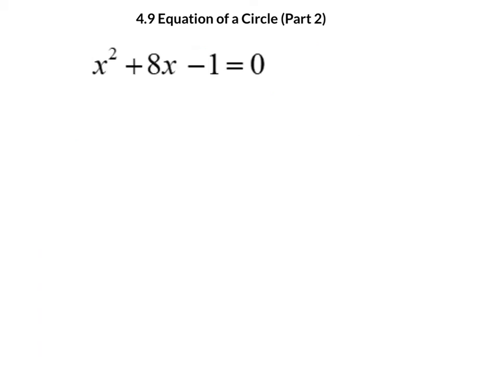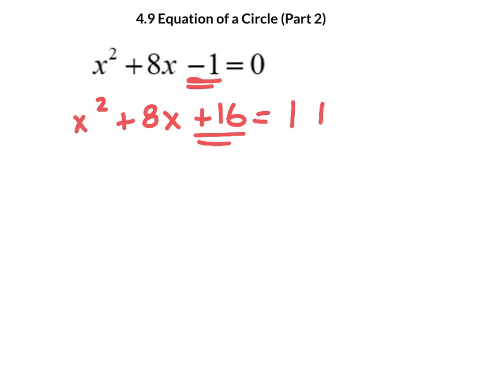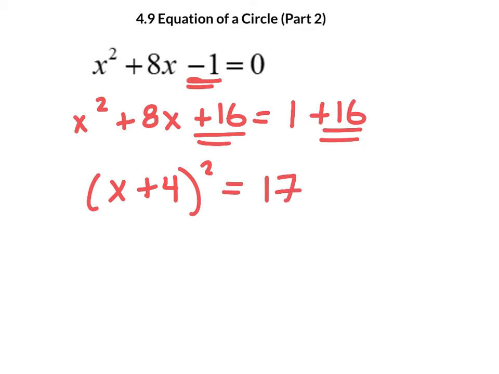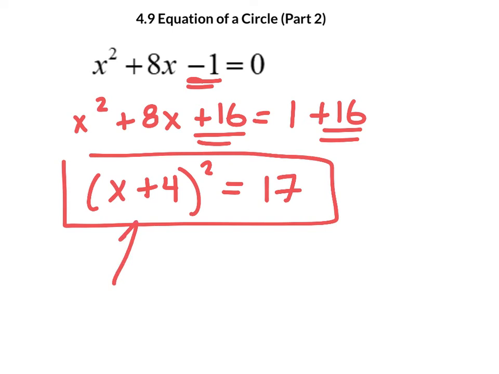So we say, is this a perfect one? And we say no, because half of 8 is 4, 4 squared is 16. So what you and I would do is we would put that perfect 16 right where we wanted it. We would move the 1 to the other side, but we would add a 16 to that side as well. Why did we do this? Well, because this simplifies to the perfect square x plus 4, and we get a 17 on this side. This is called completing the square. We have put it into a perfect square format.